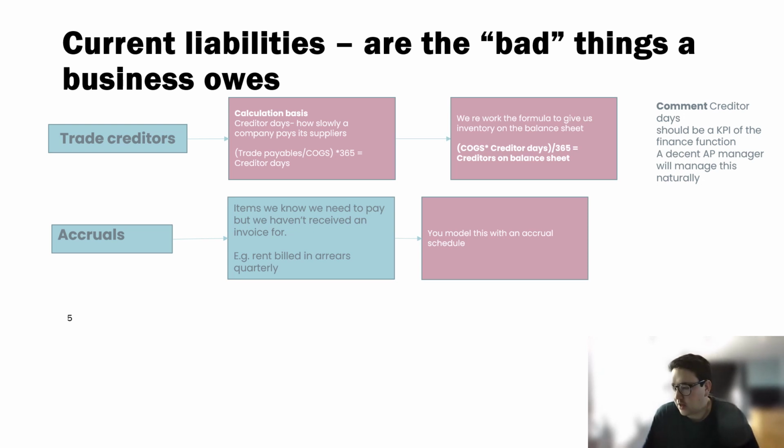And a good way of thinking of this would be a business pays its rent in arrears quarterly. So in January and February, it doesn't get an invoice. And in March, it gets an invoice for all of those 3 months. Well, if we didn't accrue for it, if we didn't put that cost in the P&L, the P&L would look like rent 0 in January, rent 0 in February, rent 100k in March.